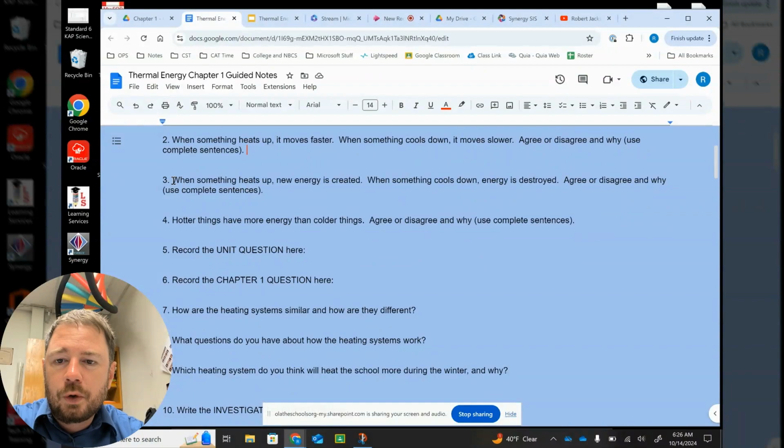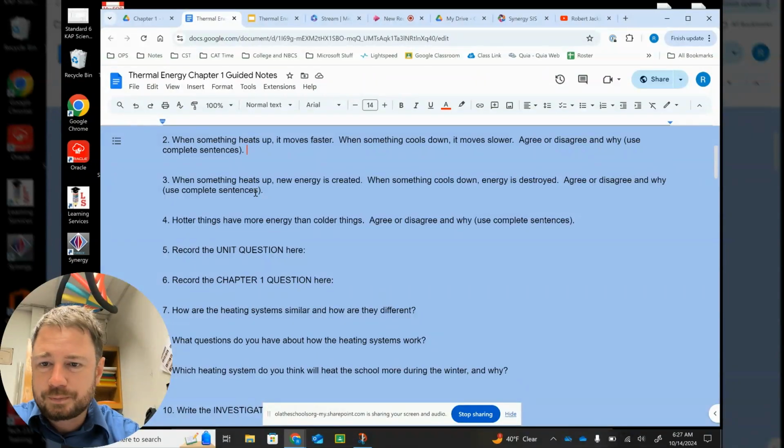Number 3, when something heats up, new energy is created. When something cools down, energy is destroyed. Do you agree or disagree with this, and why? Use complete sentences.